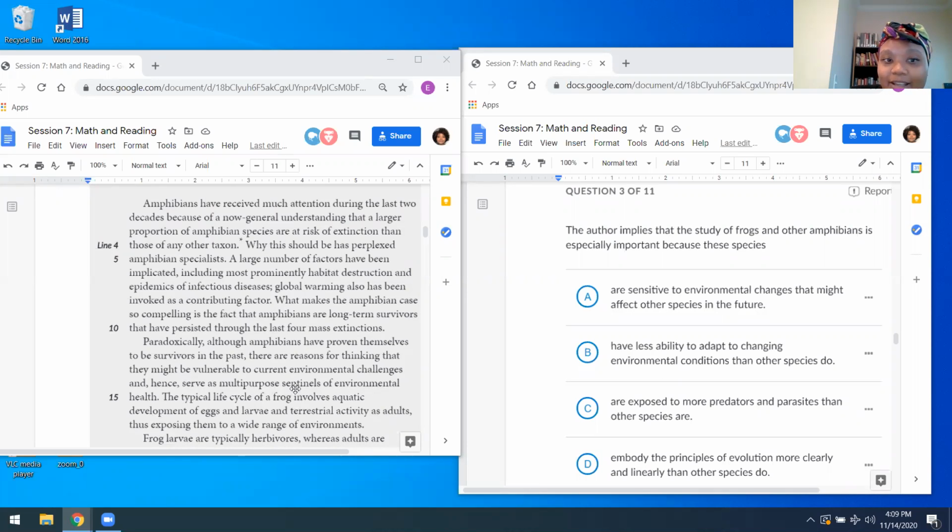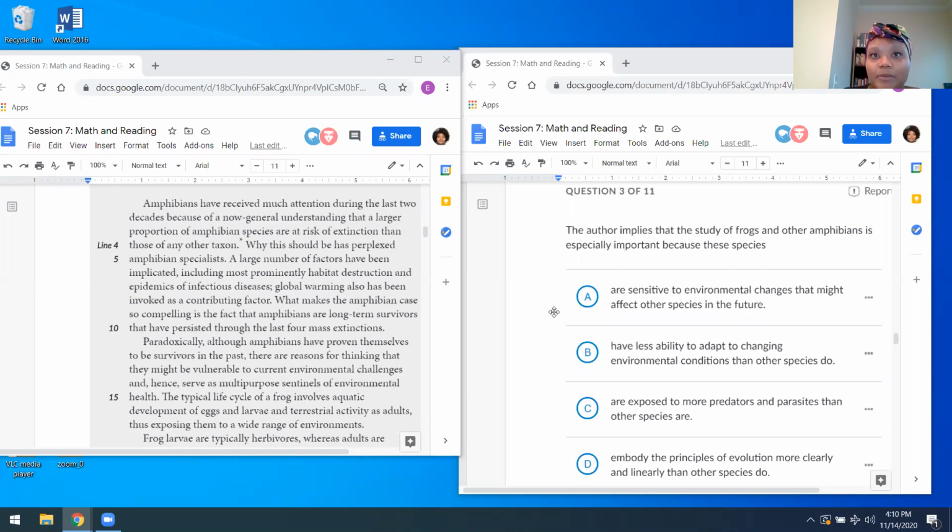So right there, that line is telling you that, unlike other species, because it makes a distinction that amphibians are doing this, that implies, not to rule out that other species do that as well, that it's especially amphibians. And they serve to tell you how an environment is.